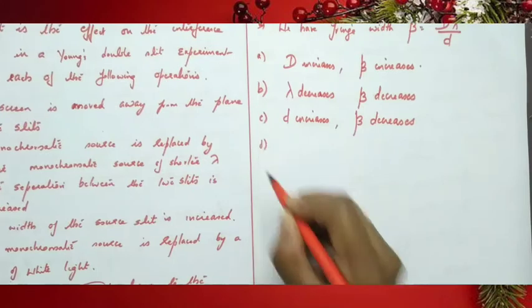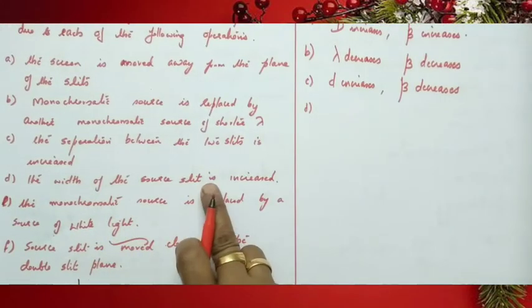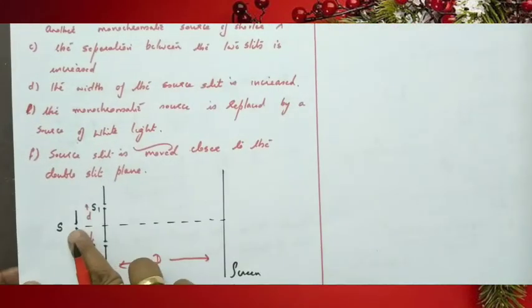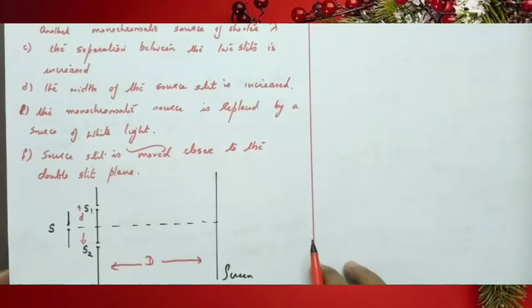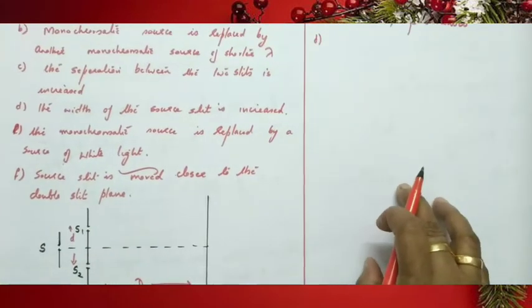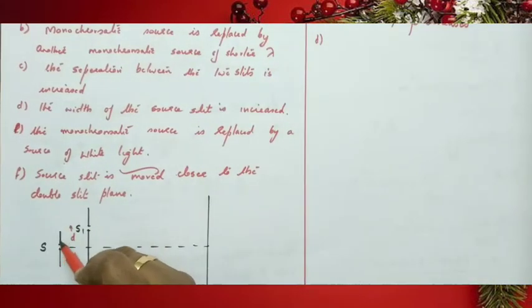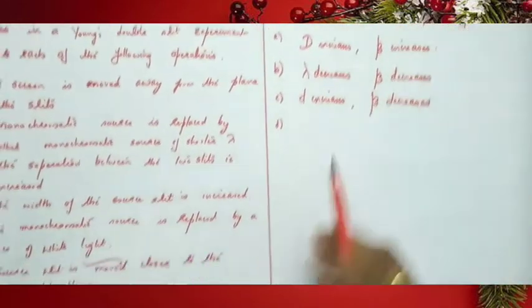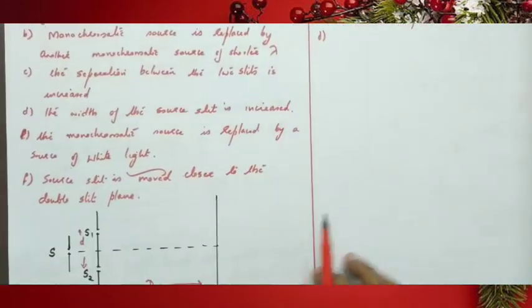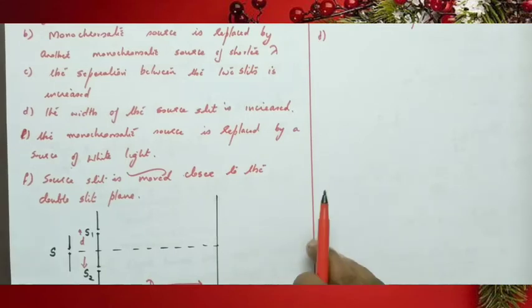The next one, the width of the source slit is increased. This is the source slit. Its width is increased. There is no direct relation between fringe width and the width of the source slit. There is no formula relating them, but we have to check whether the interference pattern is formed or not.